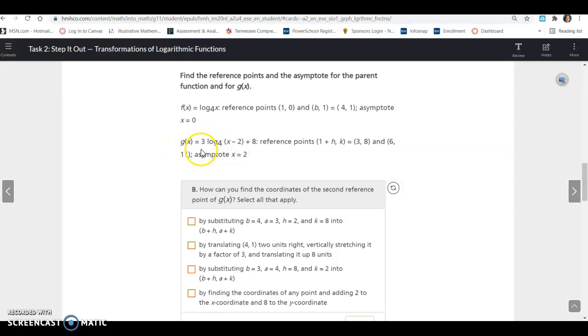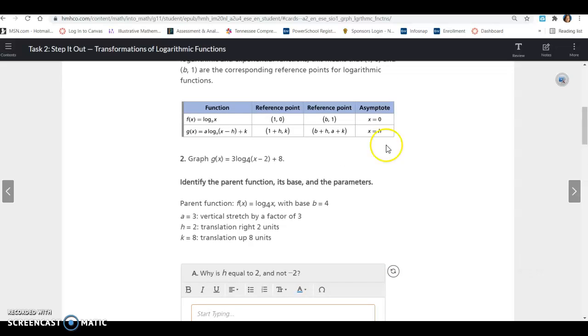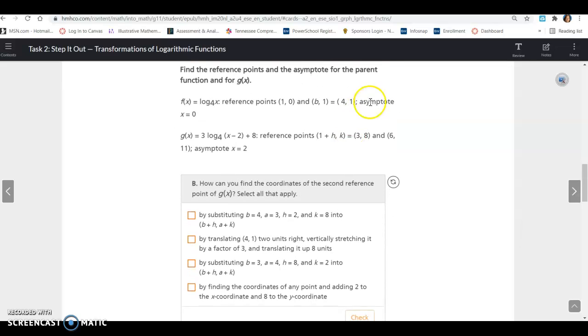So g of x is a is 3, and then h and k, we've got h 2 and k 8. So the reference points are 1 plus h. So 1 plus h, we would add 2, and that's how they get 3. And then k would be 8. And then the other reference point comes from doing b plus h and a plus k. So b plus h and a plus k gives you the 6 and 11. And the isotope moves to x equals 2. Again, that's your horizontal movement, so it moves your isotope over as well.